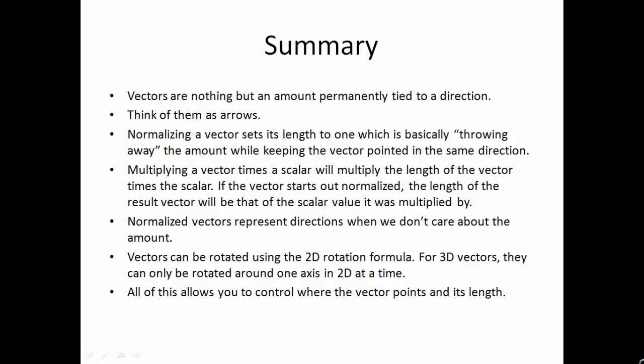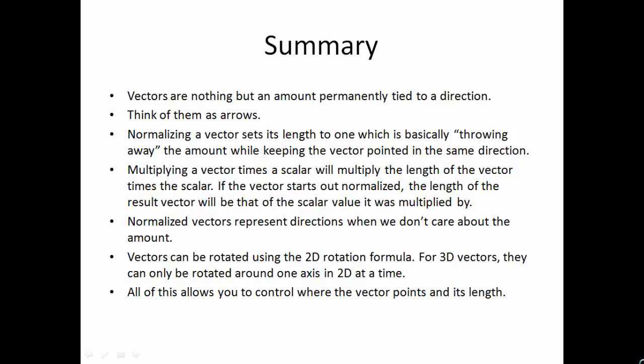Normalized vectors represent directions when we don't care about the amount. If you have a normalized vector, you're basically saying, I don't care what the amount is, I've set it to 1 because I don't care. Vectors can be rotated using the 2D rotation formula. For 3D vectors, they can only be rotated around one axis in 2D at a time. There is no such thing as a 3D rotation formula. You have to use the 2D rotation formula and apply it to each axis.